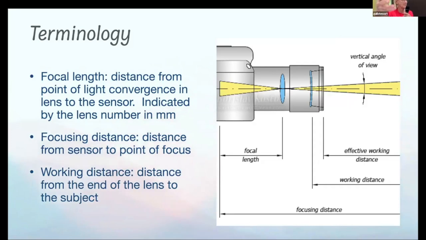That's the focal distance. And then finally, your working distance, sometimes they use that, and that's just the distance between the end of your lens and your subject. Okay, so those are the three terms we want to be real familiar with.